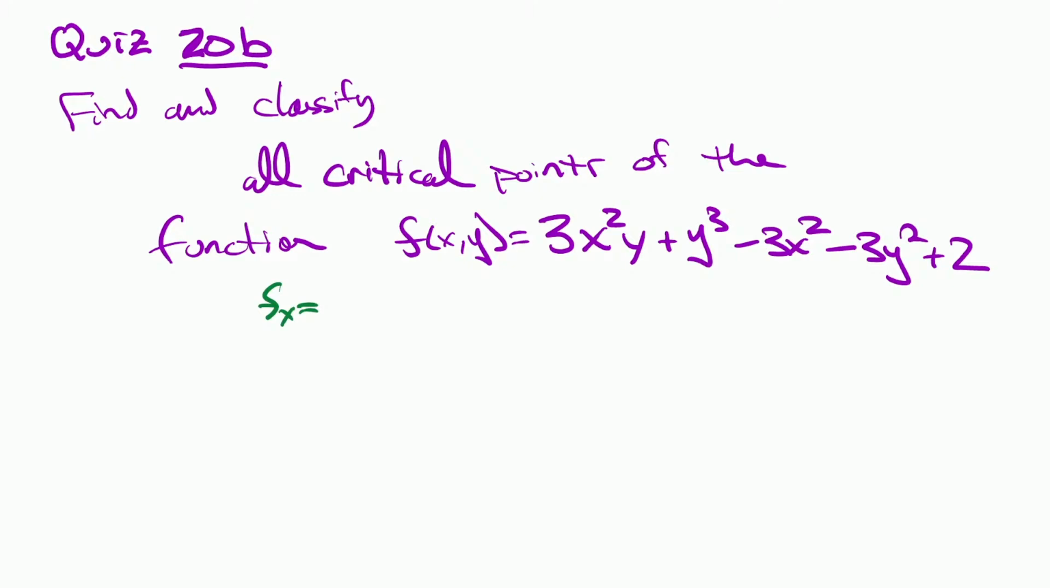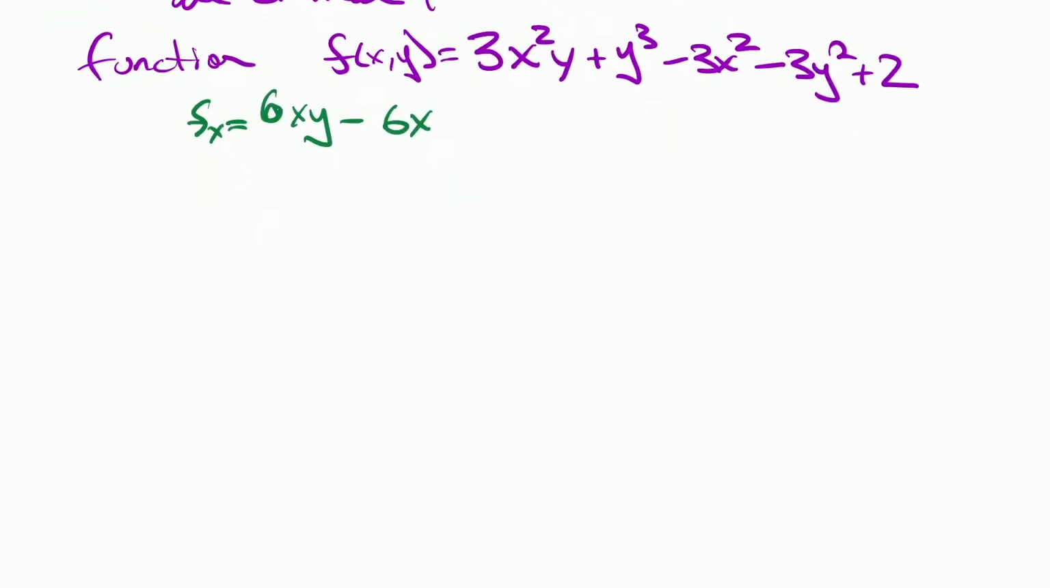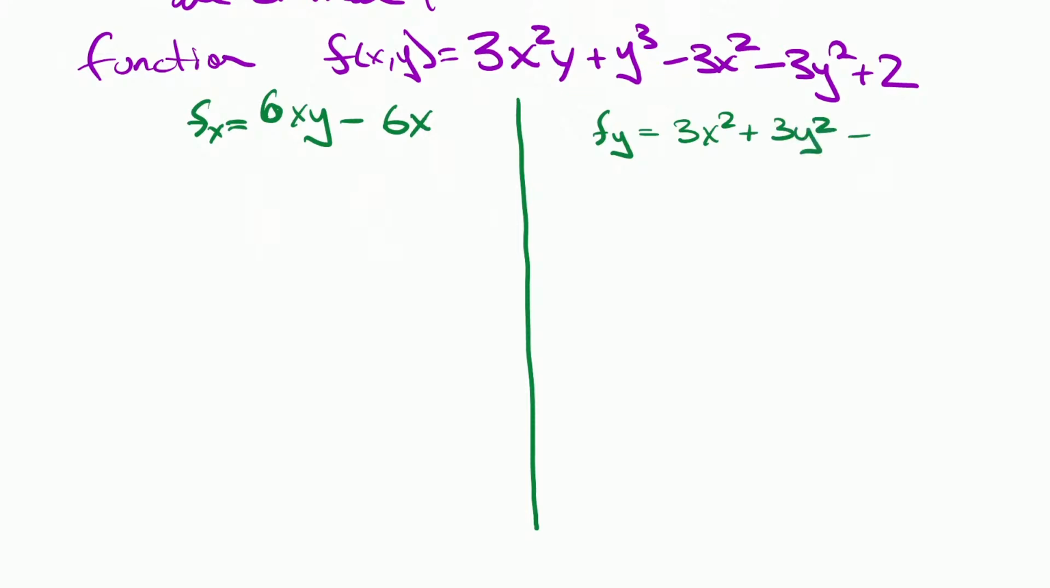So f sub x, what do we got? 6xy minus 6x. Is that it? Oh, how nice. Okay, so I'm going to put a line here because oftentimes it helps to separate f sub x from f sub y, and then we'll deal with combining them in the end. So f sub y is 3x squared plus 3y squared minus 6y. Do I have that? Okay, so I want these to be 0, 0, 0.